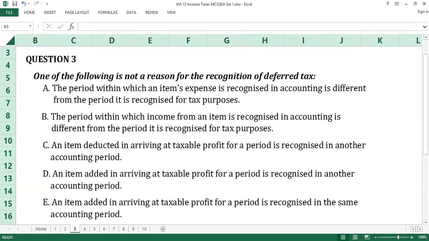2, for an item that gives rise to a deductible or a taxable in arriving at taxable profit, there's a differential on the amount considered for the item under the tax framework and the accounting framework, which cumulatively evens out in the future. E is the answer to question number 3.